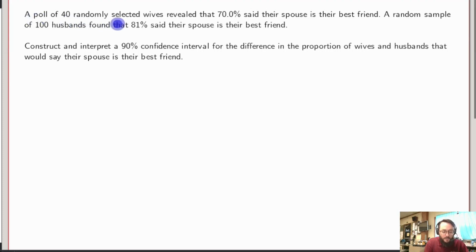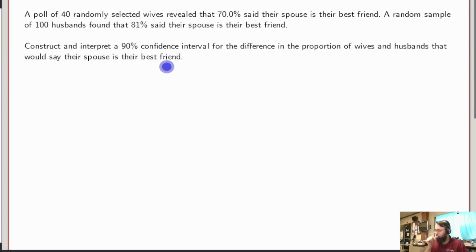A poll of 40 randomly selected wives revealed that 70% said their spouse is their best friend. A random sample of 100 husbands found that 81% said their spouse is their best friend. Construct and interpret a 90% confidence interval for the difference in the proportion of wives and husbands that would say their spouse is their best friend.